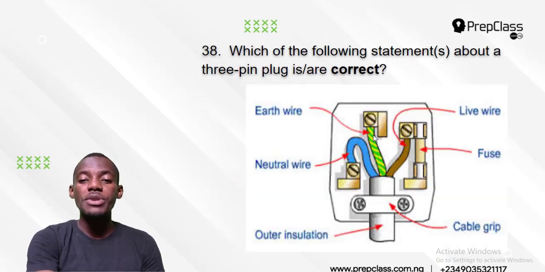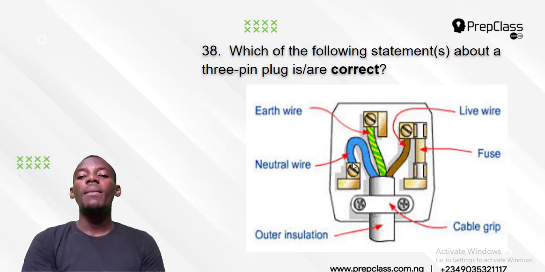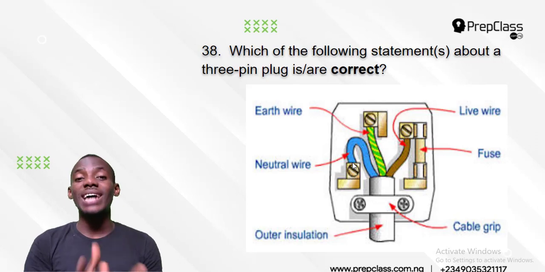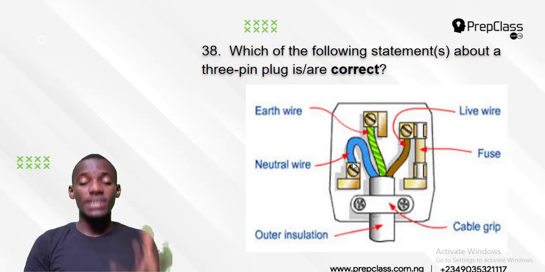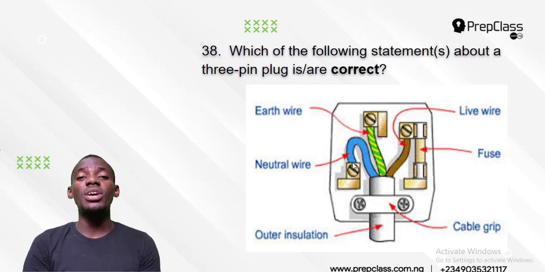The earth is the one in the middle. The earth does not carry any charge. It is just there for safety. So the purpose of the earth, the current flows in from the live and returns from the neutral, right? But the earth is not carrying any charge. The earth is just there for safety. In case somebody gets shocked, the earth will save you. But if there is no earth connection in your system, it is going to shock that person to death.